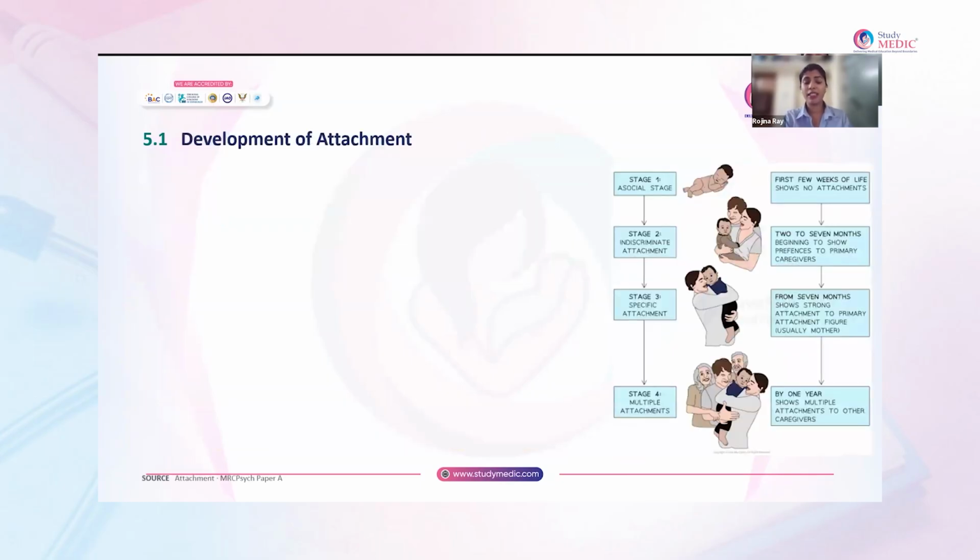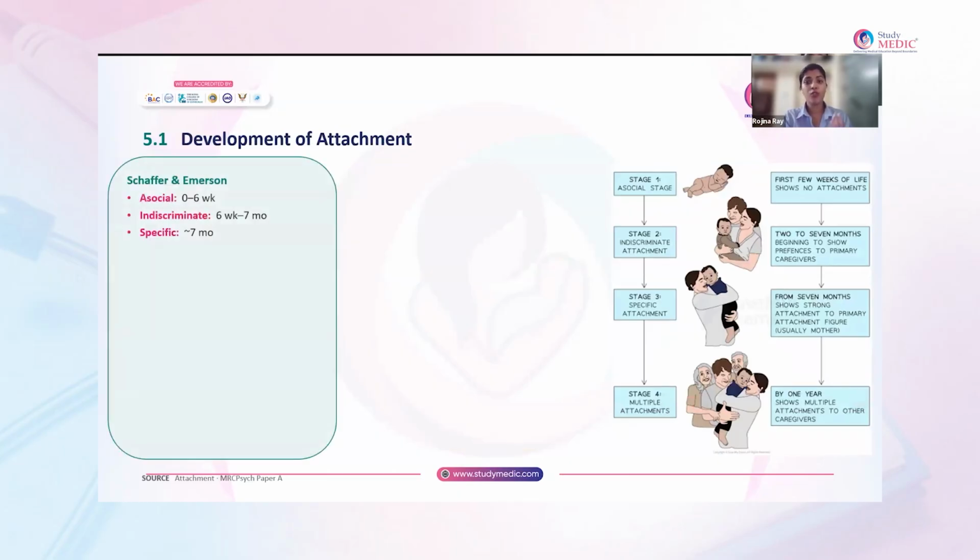Moving on. I have discussed the stages that were proposed by Bowlby. I've also mentioned the concept of monotropy proposed by Bowlby, where he described the bias of the child towards a primary caregiver or the principal attachment figure. But the work of Schaffer and Emerson is different. So, what is the difference with Bowlby's work?